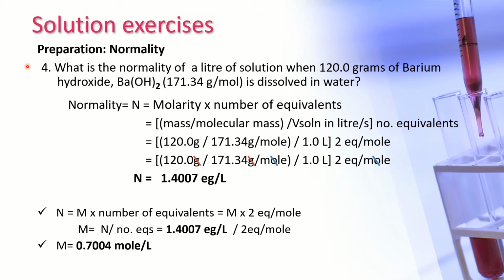Number 4. What is the normality of a liter of solution when 120 grams of barium hydroxide is dissolved in water? Formula for N is equal to molarity times number of equivalents, which is equal to 120 grams over 171.34 gram per mole over 1 liter times 2 equivalents per mole. You cancel grams, you cancel mole. N is equal to 1.4007 equivalents per liter.